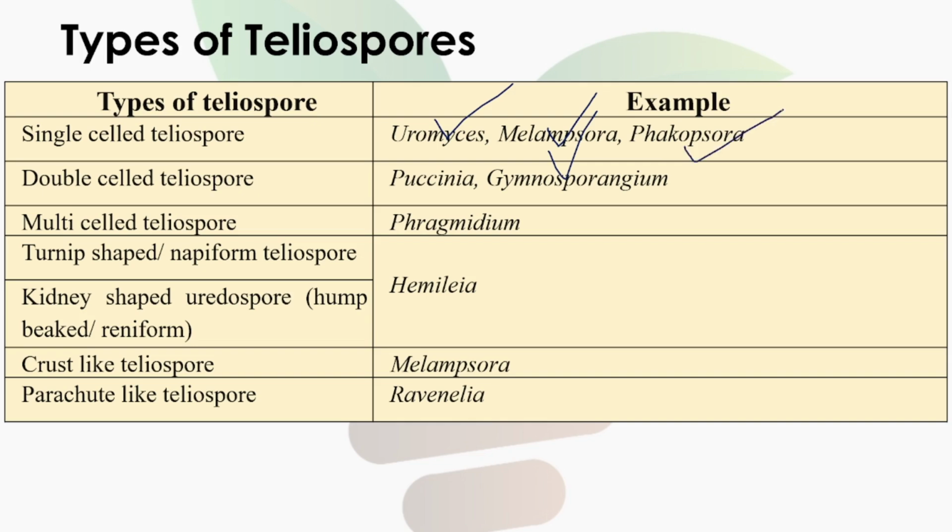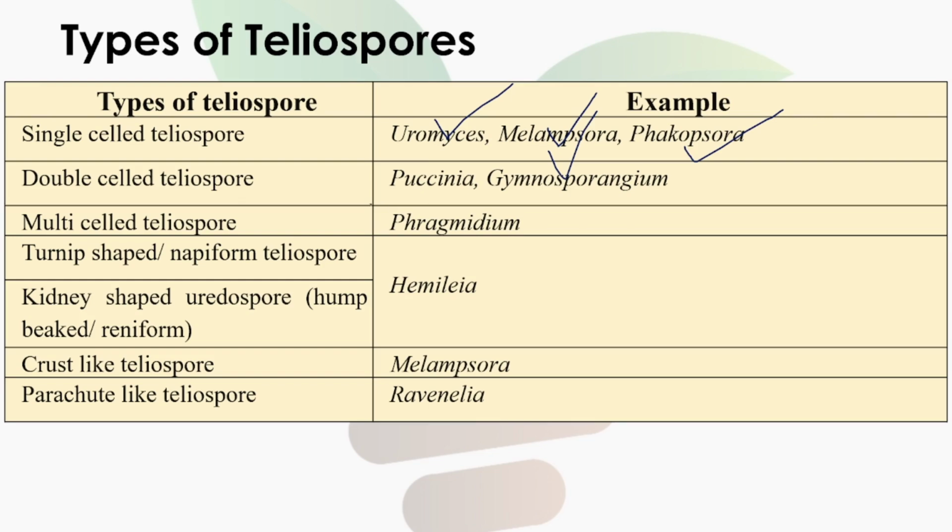Phakopsora: soybean rust. There are two rusts in soybean: Asian soybean rust and another soybean rust. Asian soybean rust is caused by Phakopsora pachyrhizi. What about Phakopsora meibomiae? Old world soybean rust, the general soybean rust, is caused by Phakopsora meibomiae. In Asian countries, like Russia, China, India, the soybean rust is generally called Asian soybean rust, which is caused by Phakopsora pachyrhizi.